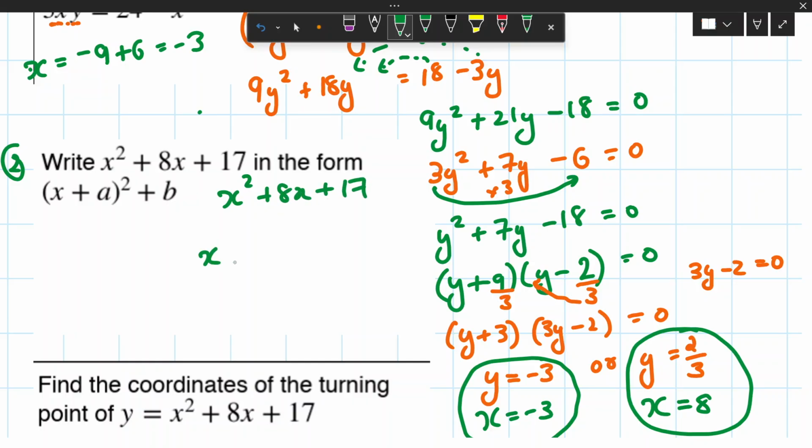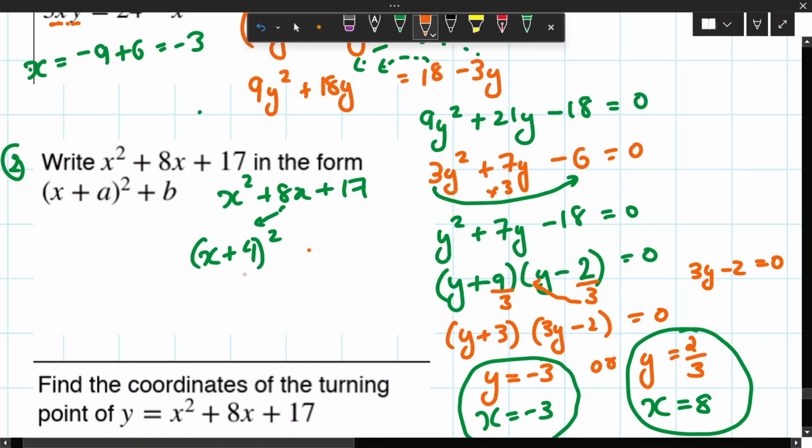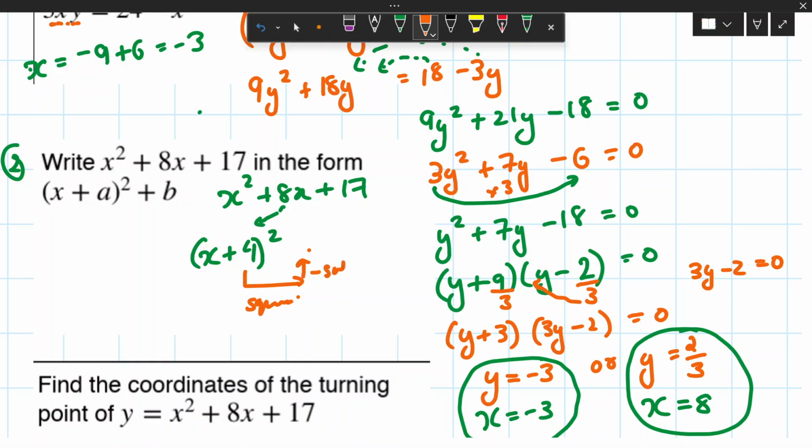So obviously x, take half of that, which is x plus 4, square it, and then take the number, square it, and then subtract it on the outside. So that would be 4 squared, which is 16. Subtract 16 on the outside, but you still have a 17 lurking behind in the background. Now we just tidy that up. So that will be x plus 4 squared, and then plus 1.